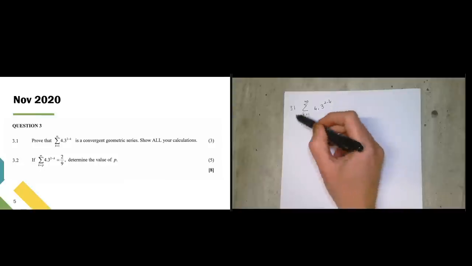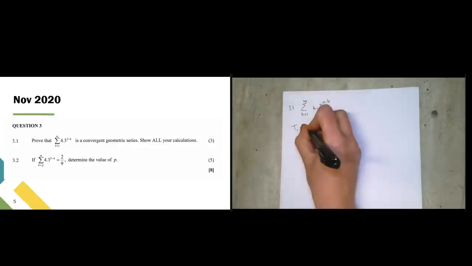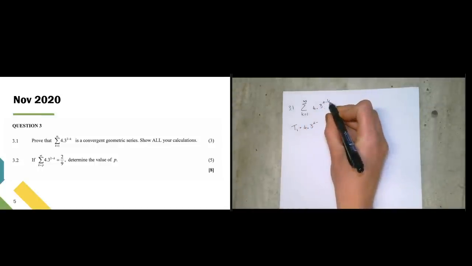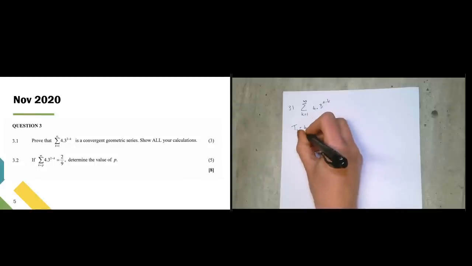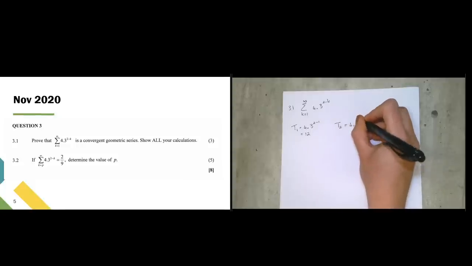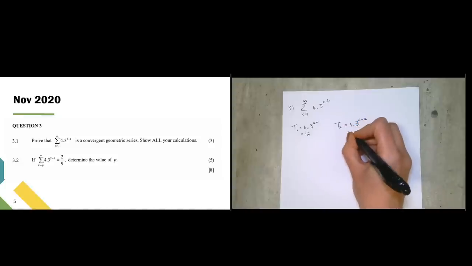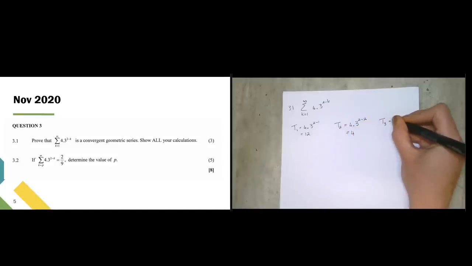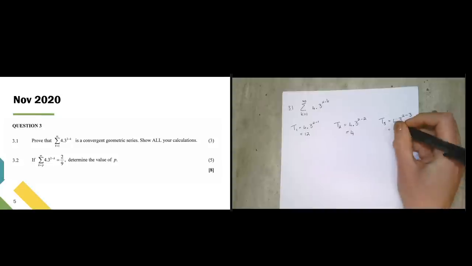How do we start? Whenever you get sigma notation, the first thing you do is calculate the first three terms. So term 1, I'm going to go 4 times 3 to the power of 2 minus, what's the first value I substitute into k? 1. So 4 times 3 to the power of 1, and that gives me 12. Term 2, 4 times 3 to the power of 2 minus 2. 2 minus 2 is 0, 3 to the power of 0 is 1, times 4 is 4. Term 3, 4 times 3 to the power of 2 minus 3. 2 minus 3 is negative 1, 3 to the power of negative 1 is a third, 4 times a third is 4 over 3. There is my geometric series.